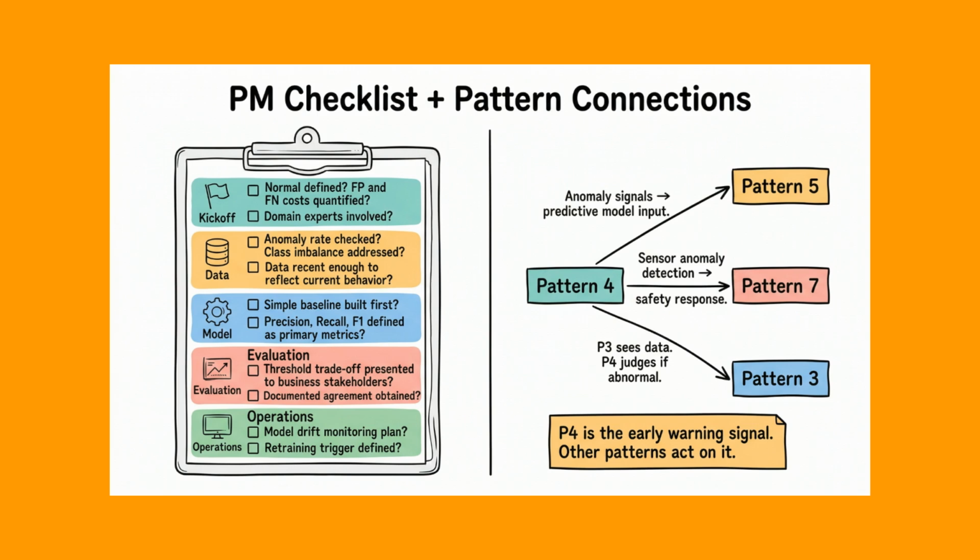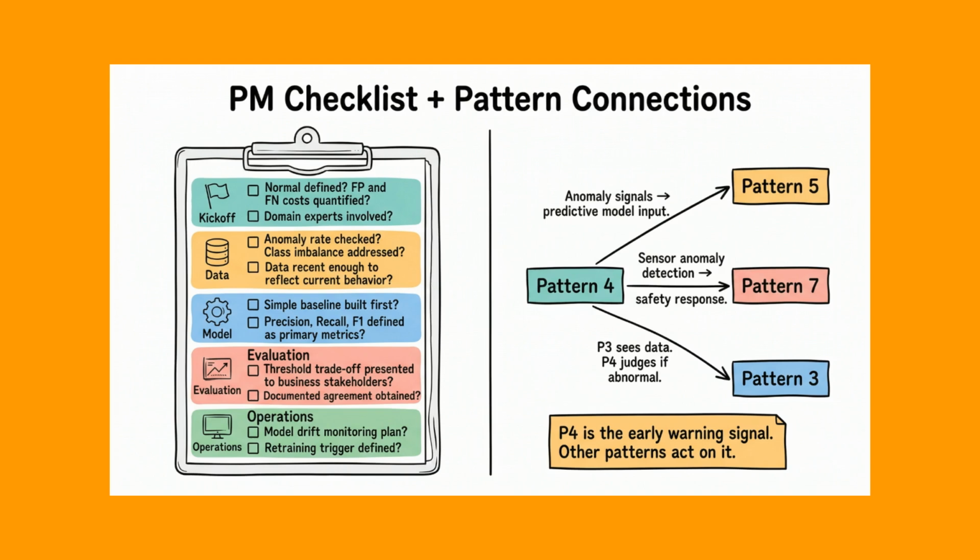Here is your practical checklist for managing any pattern and anomaly detection project. At kickoff, answer these questions. What is normal in this specific context, and how does it change over time? What are the costs of a false positive and a false negative? Who are the domain experts who understand what genuine anomalies look like in this business?